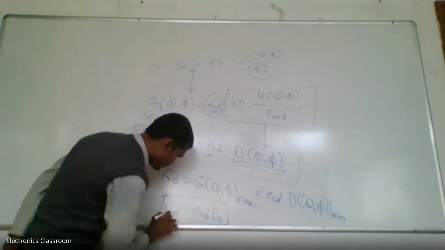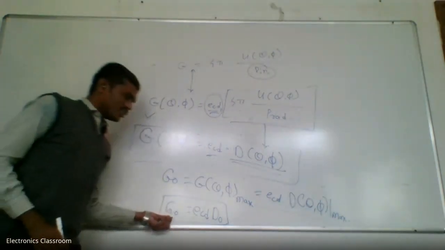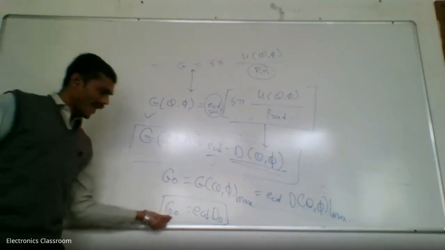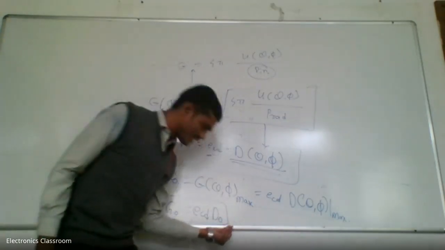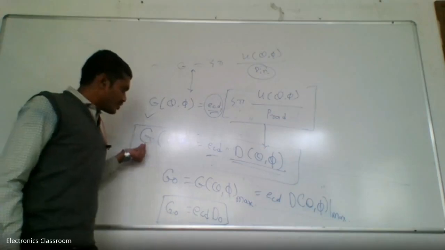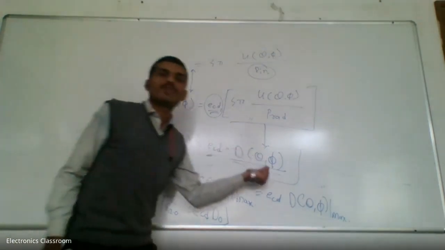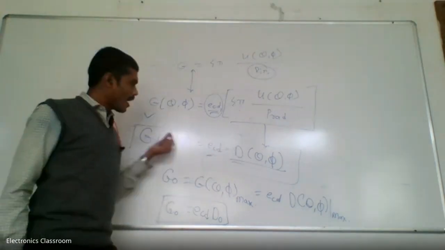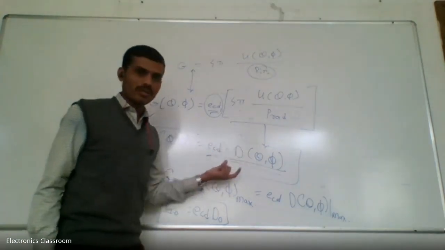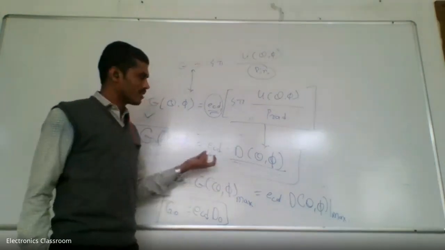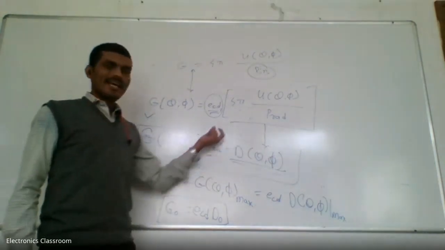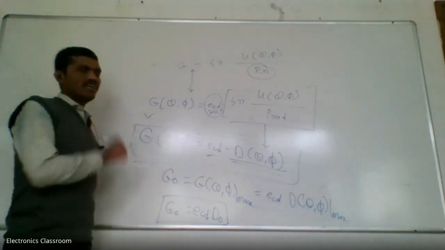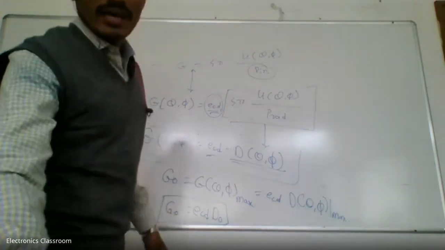What is G0? G0 is equal to ECD into D0. So this is your maximum gain when maximum directivity is considered. This is your absolute gain when absolute directivity is considered with this product. That means absolute gain can be calculated simply by multiplying the radiation efficiency with the directivity. So these are the different equations related to the gain.